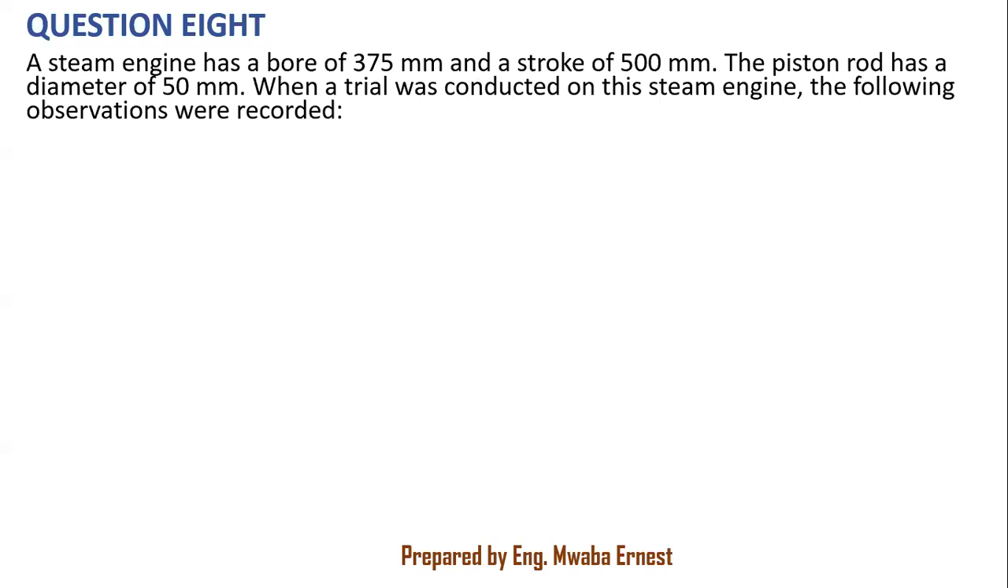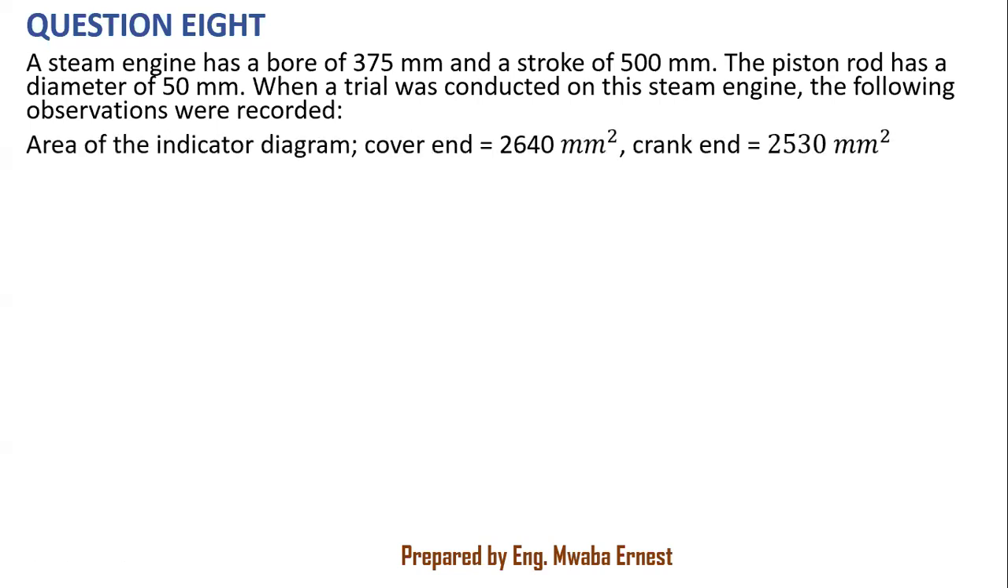So we're talking about question number 8. Question number 8 says we have a steam engine that has a bore of 3.5 millimeters and a stroke of 500 millimeters. The piston rod has a diameter of 50 millimeters. When a trial was conducted on the steam engine, the following observations were made. Then here are the results.